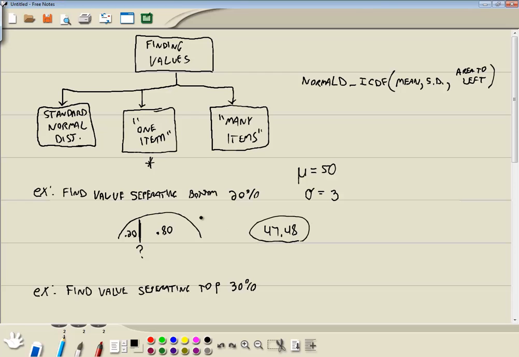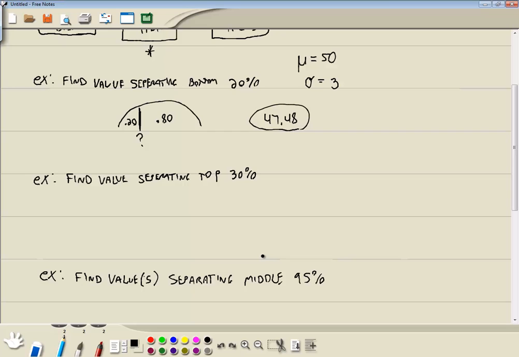So that would be the age. It separates the bottom 20% from the top 80%, given those values. Okay, we're going to work with 50 and 3 in all of these, so that doesn't change. Now let's look at the top 30%.